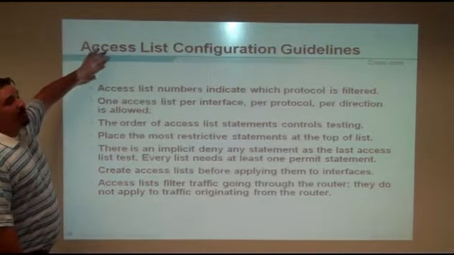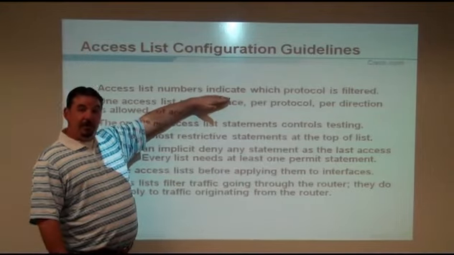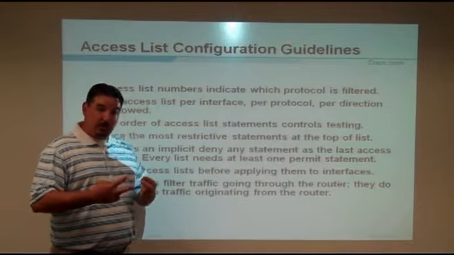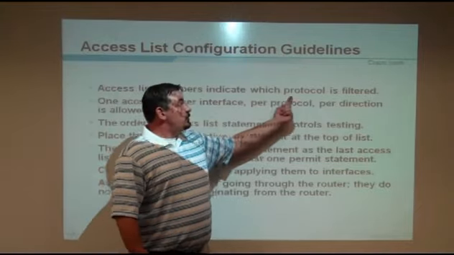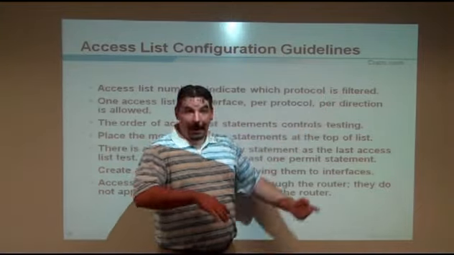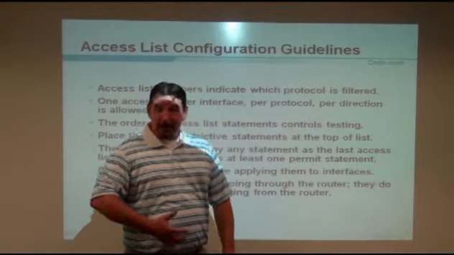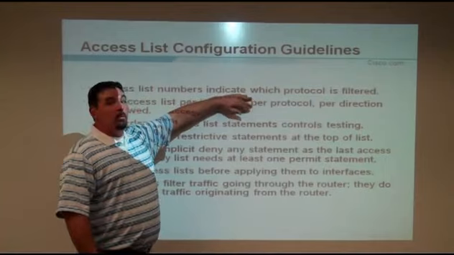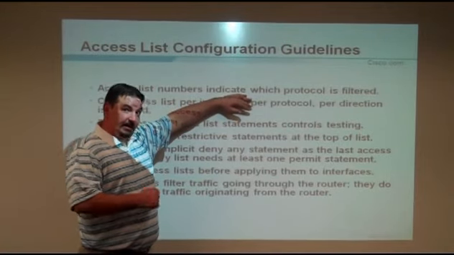So first up, we mentioned the idea of the access list number. If you're using numbered access lists, remember that that number actually indicates two separate things. It indicates which protocol is being filtered, IP, IPX, AppleTalk, DECnet, Apollo, Vines, and also indicates whether or not it's a standard or an extended list.